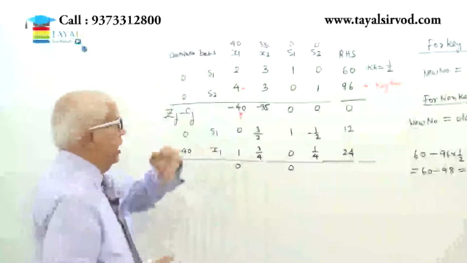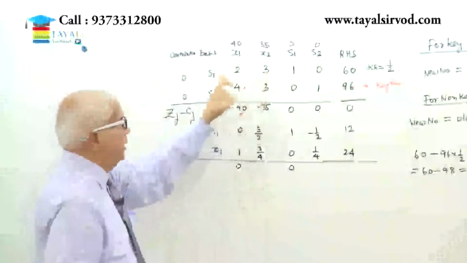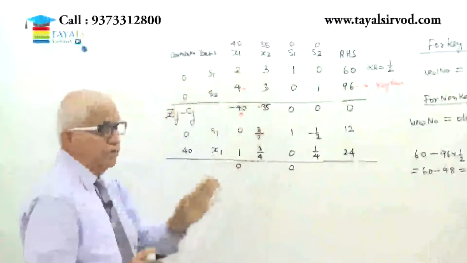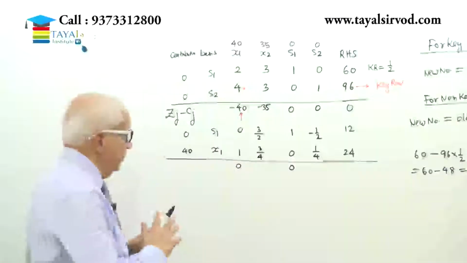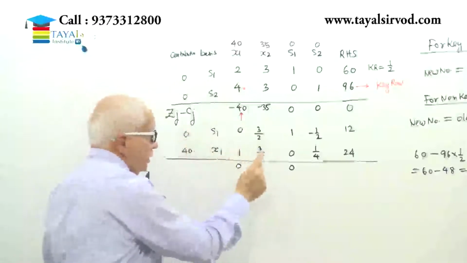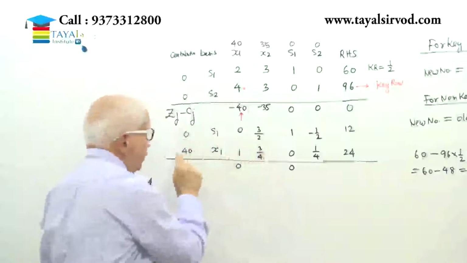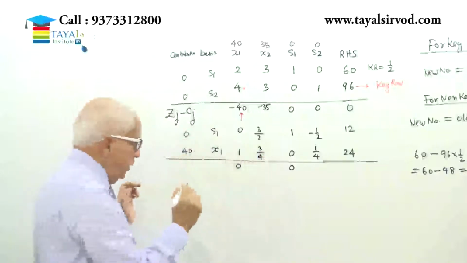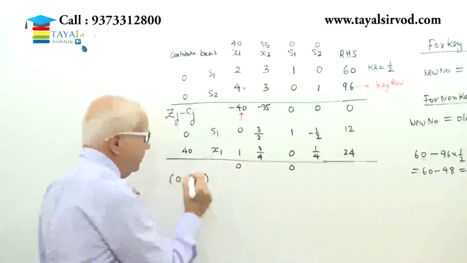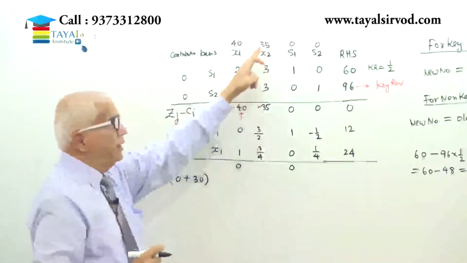This number is calculated. Now, how was this number, for example, calculated? 3 into 0 plus 3 into 0 minus 35, that became minus 35. Same procedure here. 3 by 2 into 0, which is 0, plus 3 by 4 into 40. What is 3 by 4 into 40? 30. So it is 0 plus 30 minus what is appearing at the top.